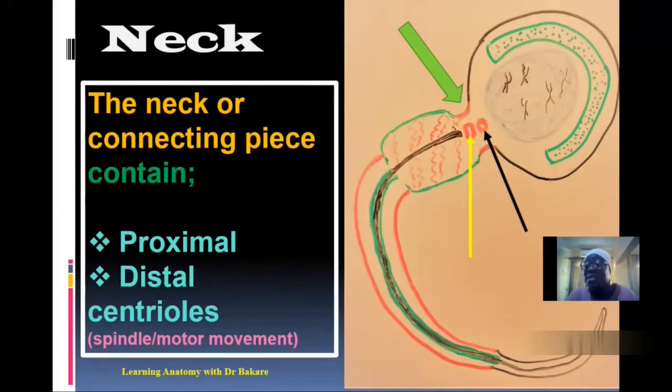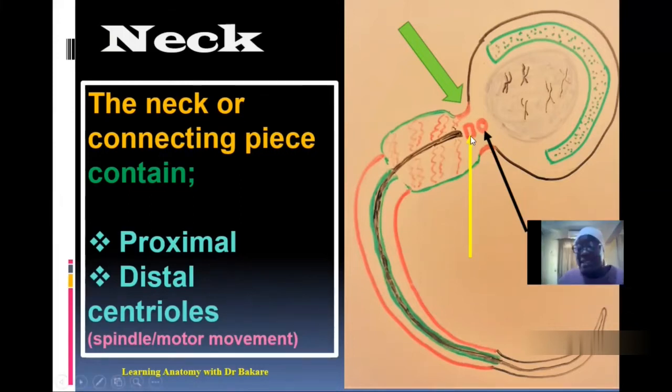What they do is that the proximal centriole is responsible for spindle formation. After fertilization, it tends to go with the head of the sperm into the cytoplasm of the egg to help in the formation of spindle arrangements. While the distal centriole is important in motor movement, the distal centriole will create an extension from it that runs through to the terminal part of the tail.